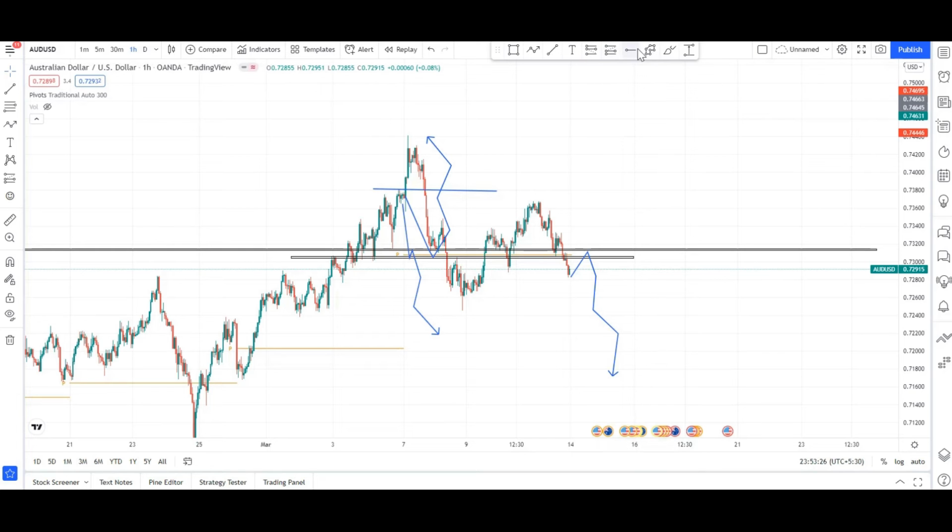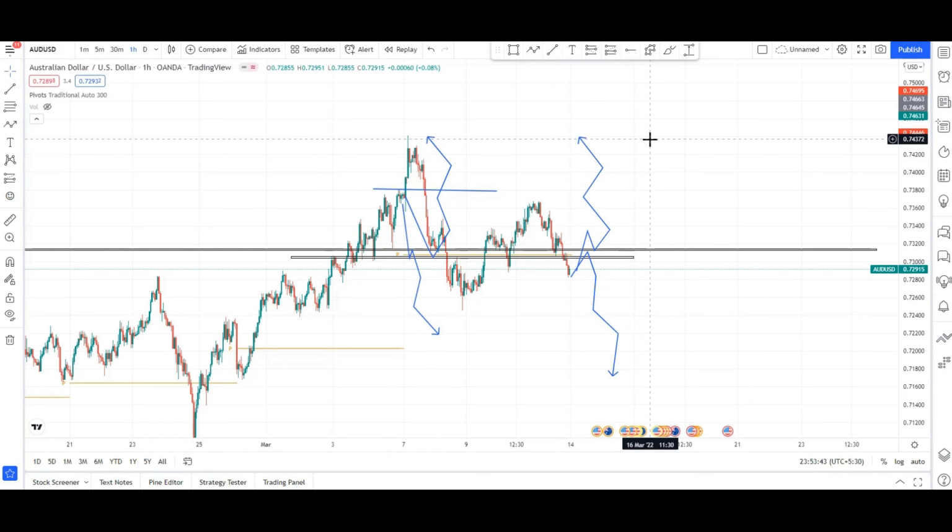Okay guys, we can see upside momentum too. If it breaks and comes upside once again here somewhere, then our first target will be very small. This is the first target, the second target will be somewhere here, third, and this will be the fourth target.